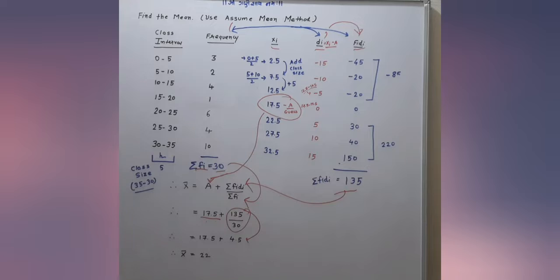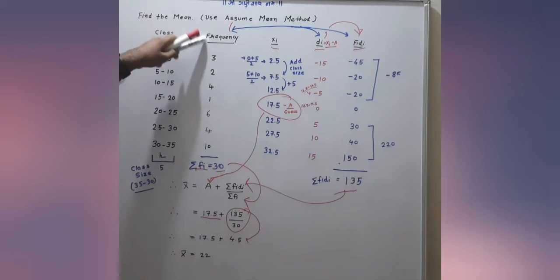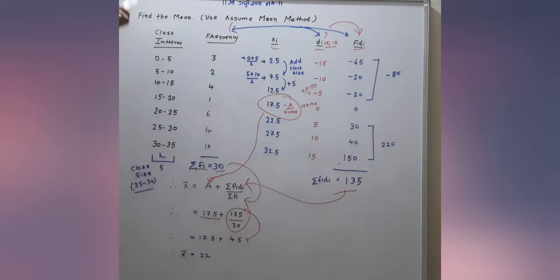In this method we know that the equation is x bar is equal to a plus sigma fi di upon sigma fi. So in the exam or in the question, you are given two things, the class interval and frequency, and from these two things we have to find all the remaining data that is required to use the equation.